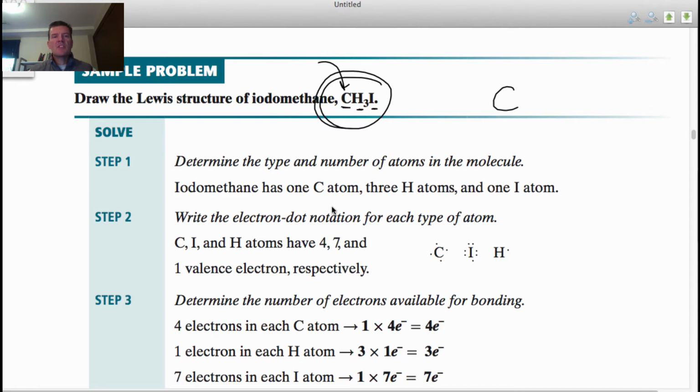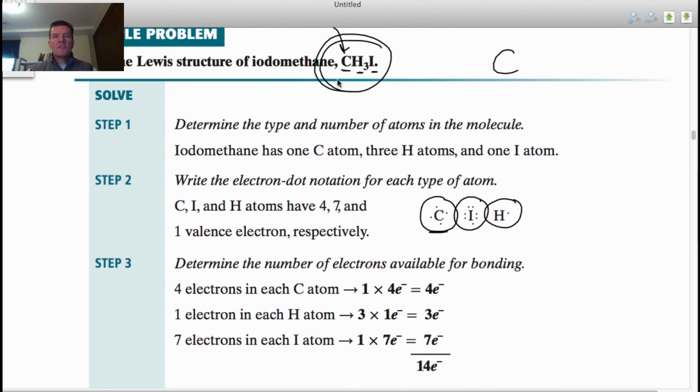But the first thing we need to do is think about how many valence electrons are going to be represented in our diagram. So individually, let's look at carbon, iodine, and hydrogen. All we do is draw the dot diagram for each of them. Carbon is in group 14, so it has 4 valence electrons. Iodine is in group 17, so it has 7 valence electrons. Hydrogen is in group 1, so it has 1 valence electron.